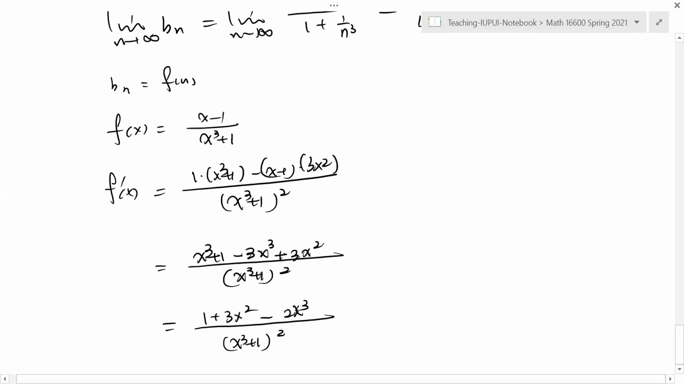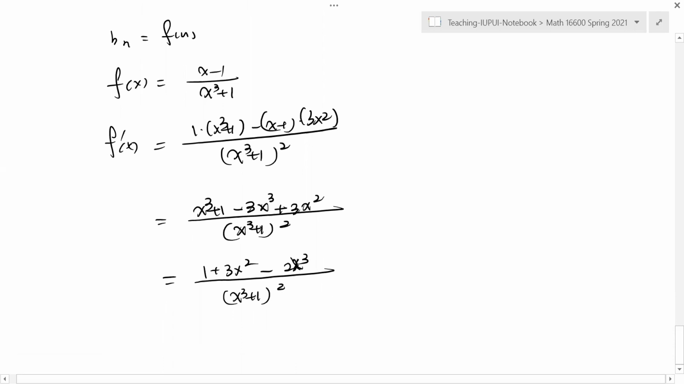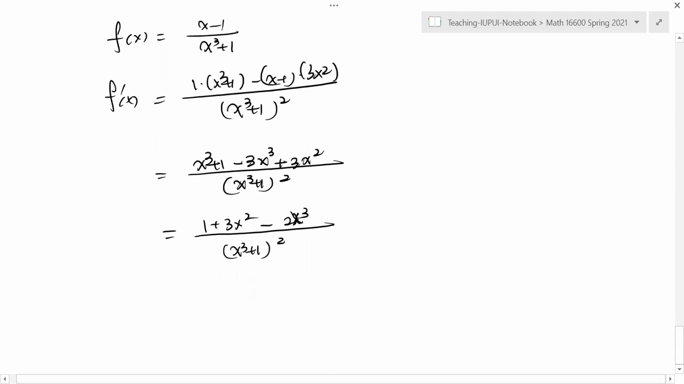And why is this going to be negative for large x? Because for large x, the leading term here is negative 2x cubed. So for large x, this is going to be negative. Okay. Now, for what x? x greater than or equal to some number, right? How do you see this is negative?